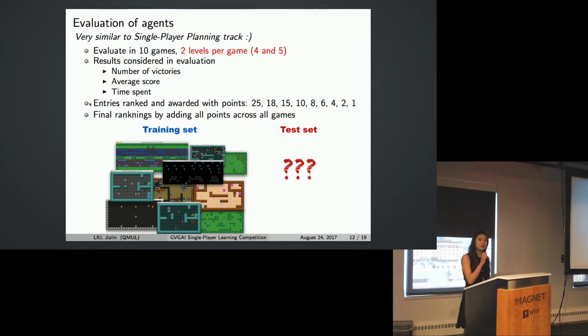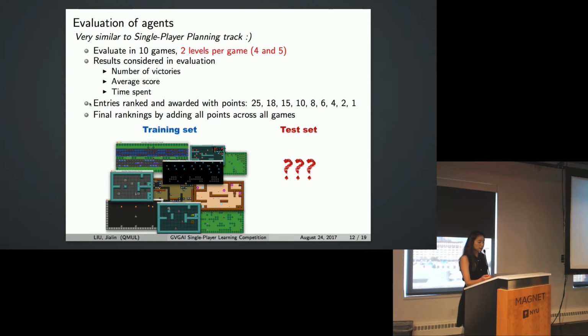So how to evaluate the agents? Each agent will be played on the same set of games. Actually, we have put 8 sets online for training, but people only submit to the training set 1. Each agent will be evaluated in 10 games, and they will play on 5 levels, but only levels 4 and 5 will be used in the final calculation of game scores. And we take into account the number of victories, average score, and the time spent to finish the game.